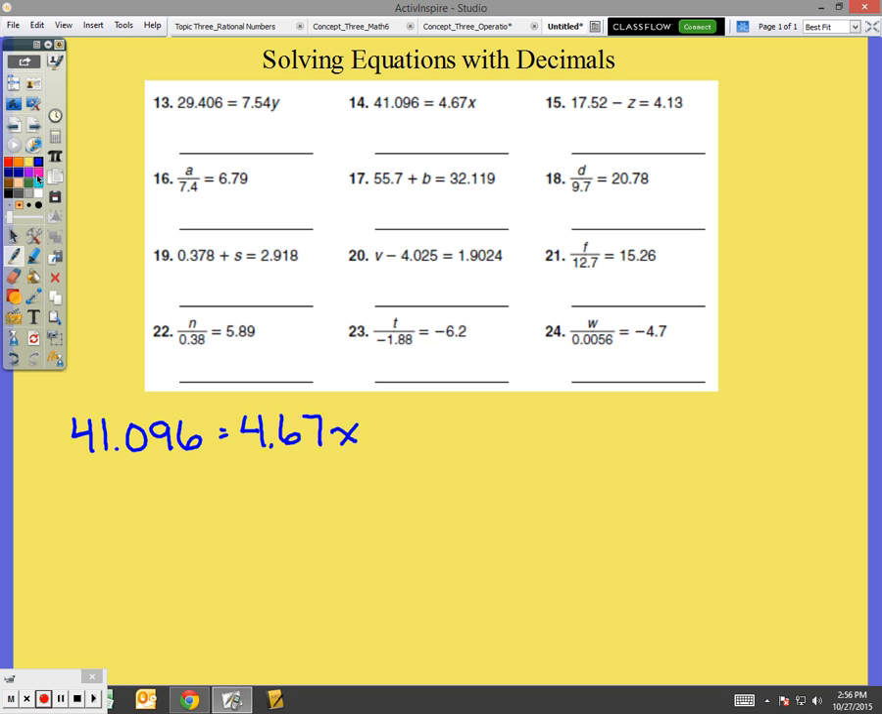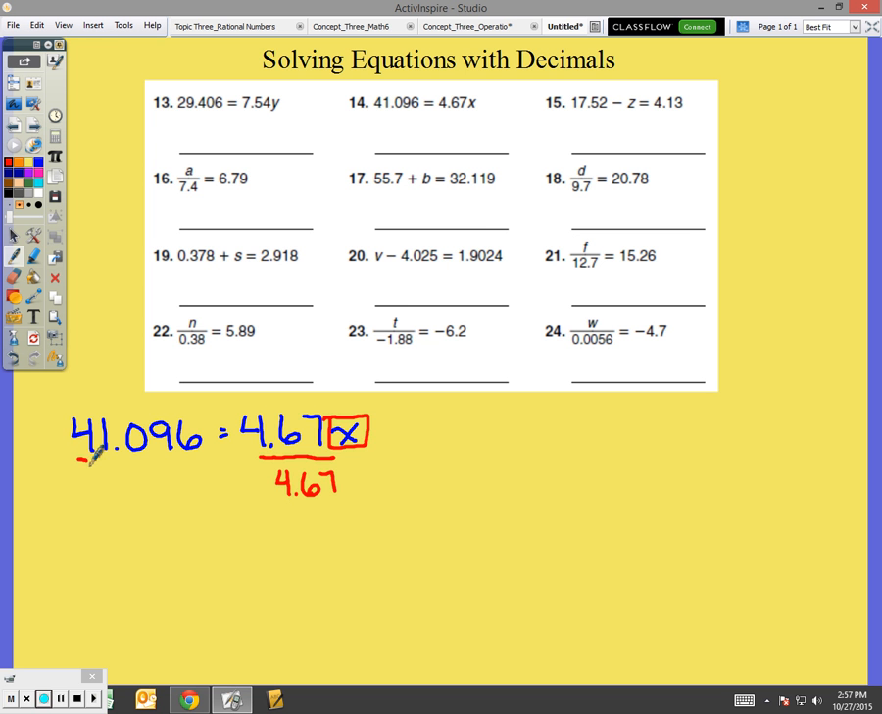So I notice on the right side of the equation I have my coefficient and variable. On the left side I just have this number. Well, I want to evaluate for 1x. I'm not really concerned with what 4 and 6,700ths x's are. I know that they're equal to 41 and 96 thousandths. Well, the opposite of multiplying is to divide, so I will now divide both sides by 4 and 6,700ths.